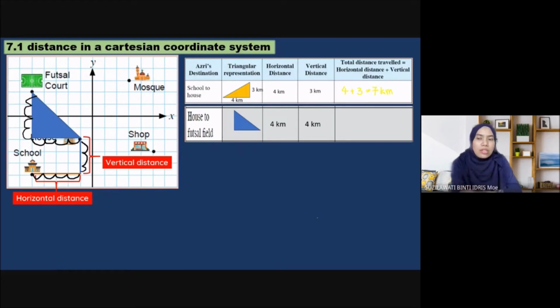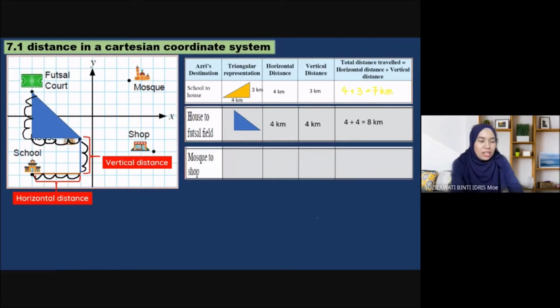So total distance travel, we just add the horizontal distance with the vertical distance. 4 plus 4, it is 8 kilometer. So just now, whose answer just now? Tamil, is it? Is it right? Tamil and Shah Ismail, correct. So it is 8 kilometer. Okay, very good. Let's move to next.